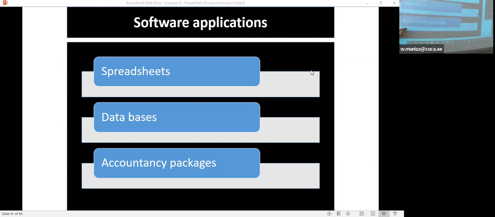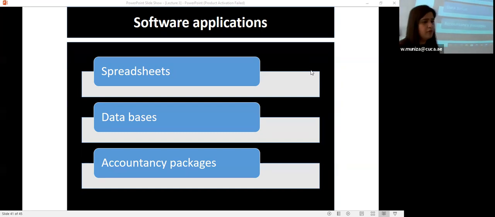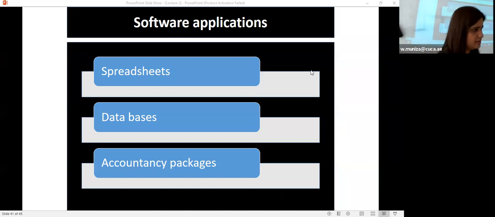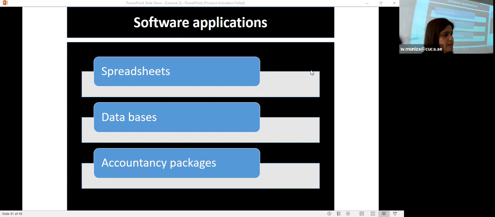And accountancy packages, in order to perform the work of accountancy, these accounting packages are being used. Like say, for example, we have so many accountancy packages like Oracle. Got it? These are the common accountancy packages which are used in the organization to perform the work of financial accounting. Tally is now one of the most common software which is used for accountancy work in the organizations.